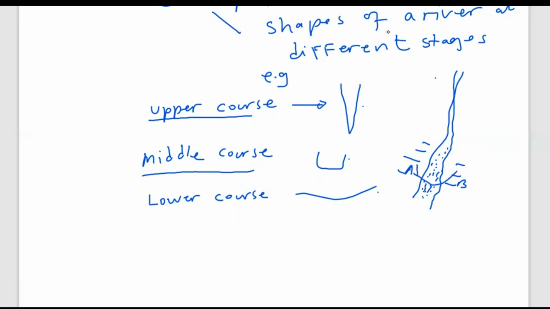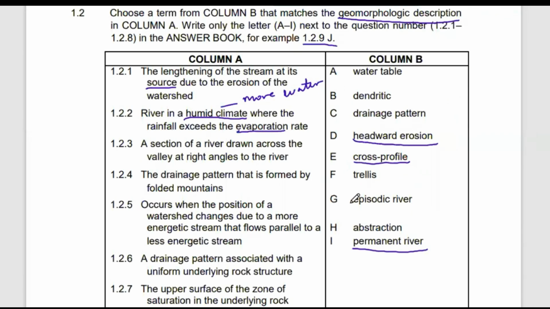Then I'll end up having something which is a wider shape. So for our answer for question 1.2.3, that's why we say it's supposed to be a cross profile, because a cross profile will be able to see the different shapes which are drawn across the valley at right angles.